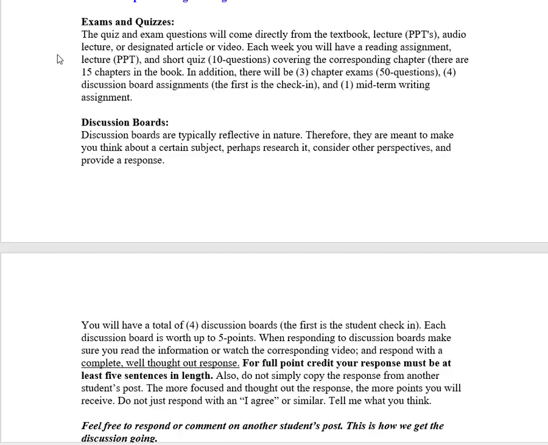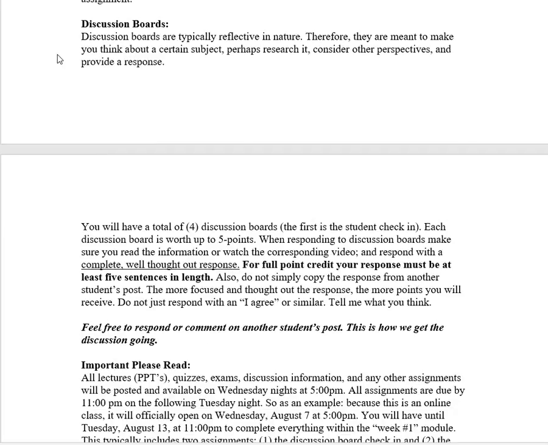In addition to that, there are going to be 3 chapter exams, and they're 50 questions each. You're going to have 4 discussion boards. The first is the check-in, and then a midterm writing assignment. So a little bit more, let's dig deep for just a second on the discussion boards, and then we'll kind of wrap this up.